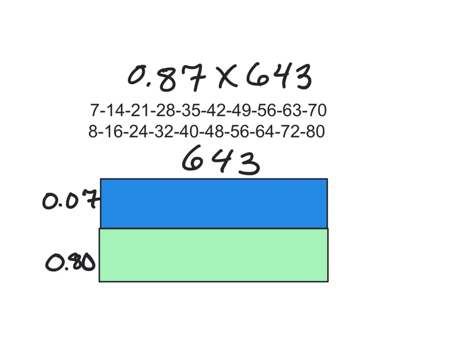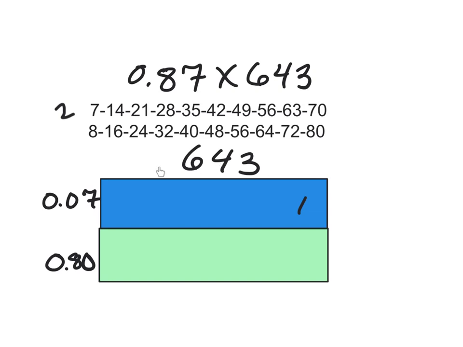And then I broke the 0.87 into 0.80 and 0.07. And now I'm ready to rock and roll. 7 times 3. 1, 2, 3 gives me 21. I'm going to drop the 1 and carry the 2. Drop that 1, carry that 2, and move along.